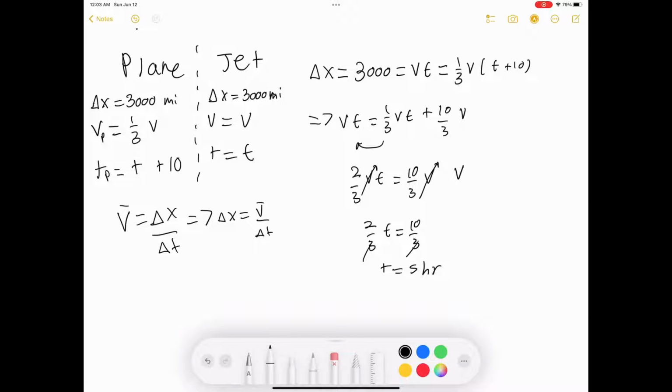Now we could simply do velocity equals change in distance over change in time, and we'll be doing this for the jet. We're given that the change in distance is 3,000 miles, and we just found that the time is 5 hours, so that's going to give us a velocity of 600 miles per hour.